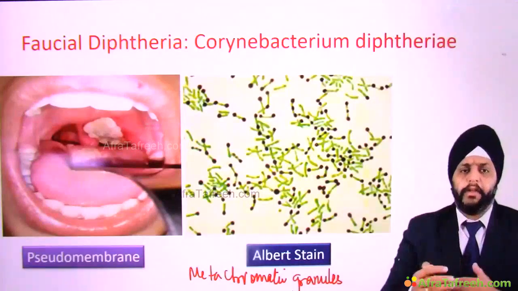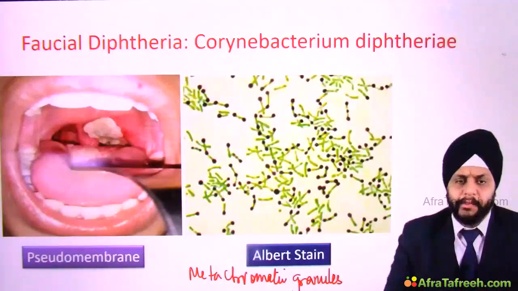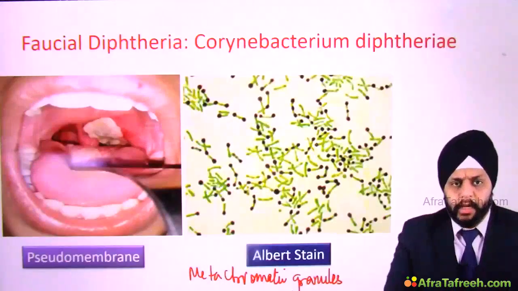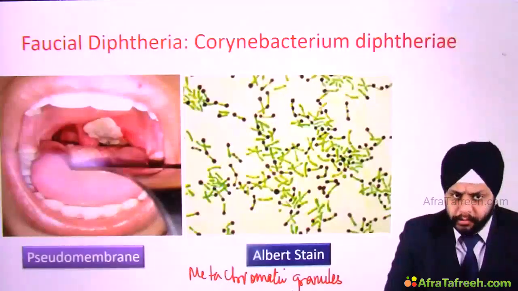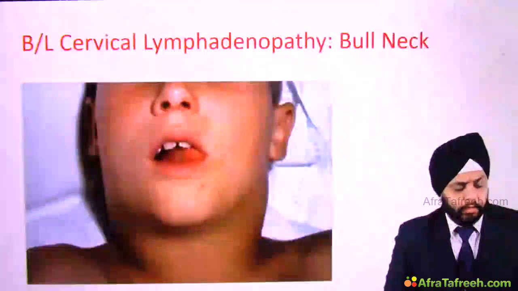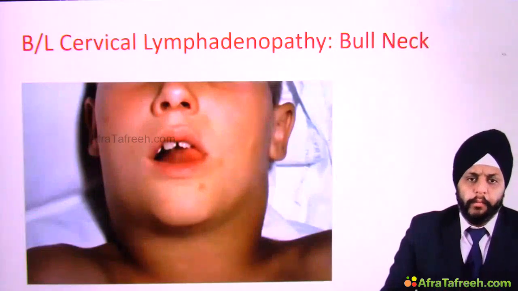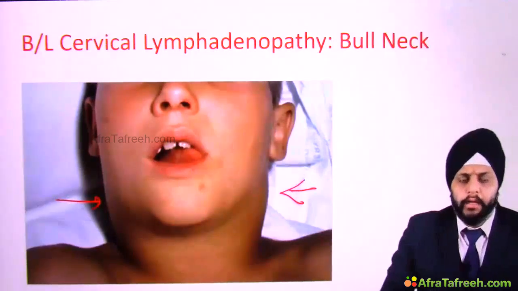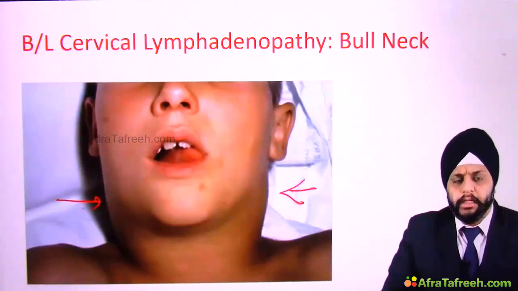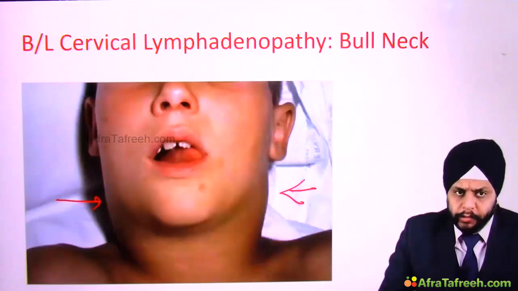And thereafter we treat the infection by giving the benzyl penicillin injections as per the weight. So that is given to treat the bacterial infection. Look over here in this photograph. This is the typical photograph for the bull neck. You can see that is because of bilateral cervical lymphadenopathy, very, very typically seen in case of diphtheria patients.